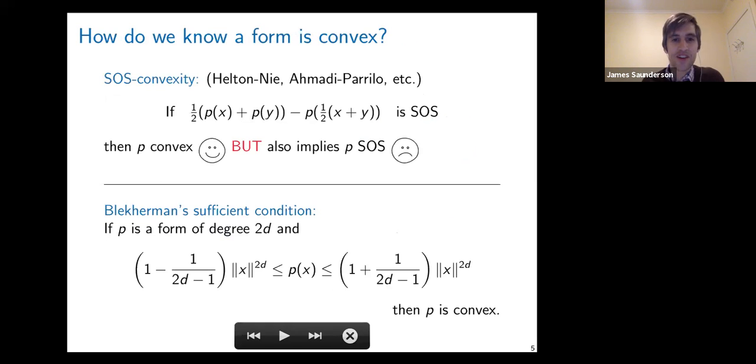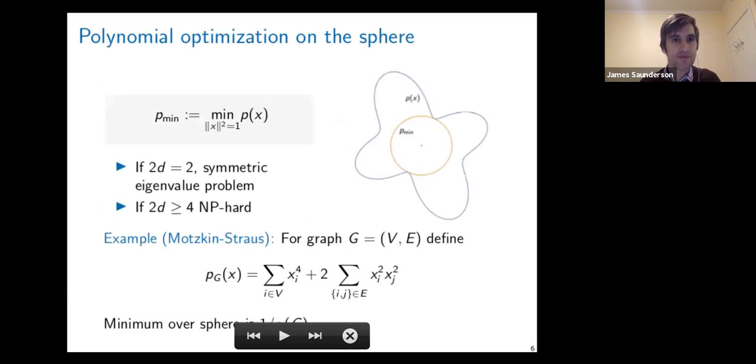All right, so this is how we're going to verify convexity of our form. We're going to relate it to these kinds of inequalities on the sphere. And this leads us to thinking about optimization of forms on the sphere. So let's now spend a couple of slides forgetting about our original question and thinking about polynomial optimization over the sphere, or optimization of forms over the sphere to be precise.